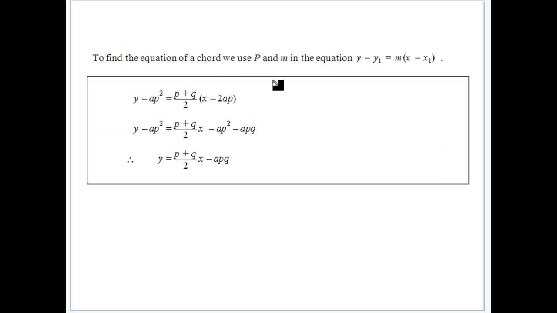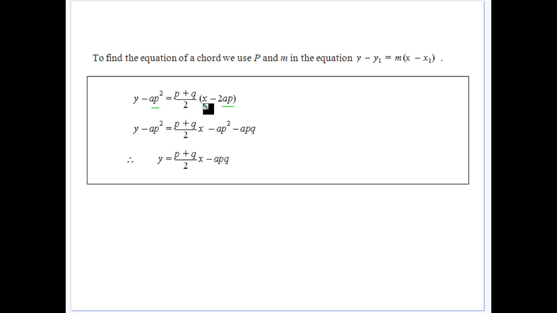How do we find the equation of that chord? Well, again, we're going to use our y minus y1 equals m times x minus x1. So I've chosen the point 2AP, AP squared. You could have chosen 2AQ, AQ squared. That would still work. So what happens is that we start to expand it out.